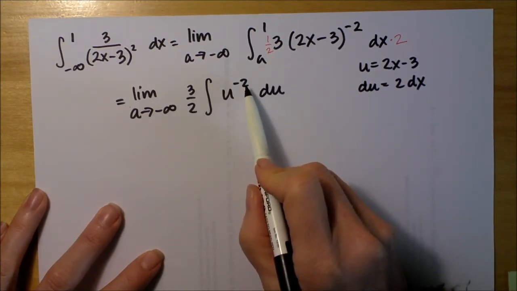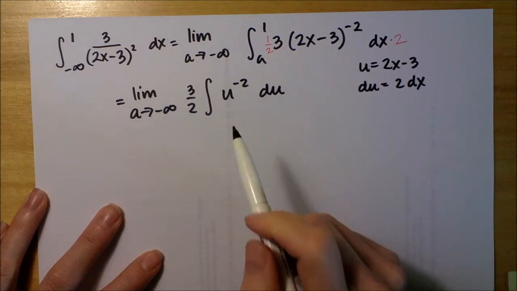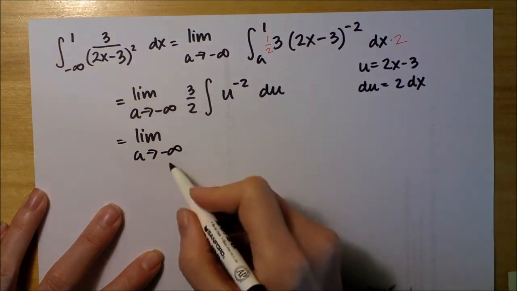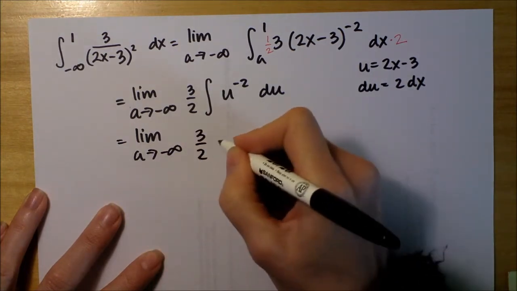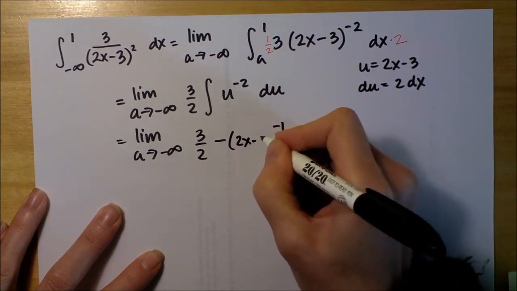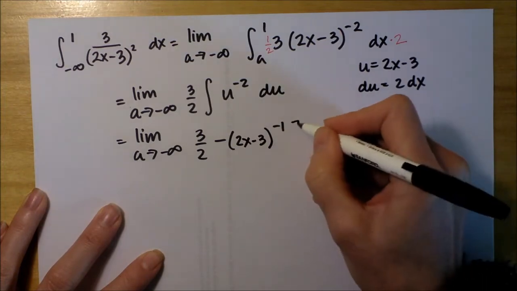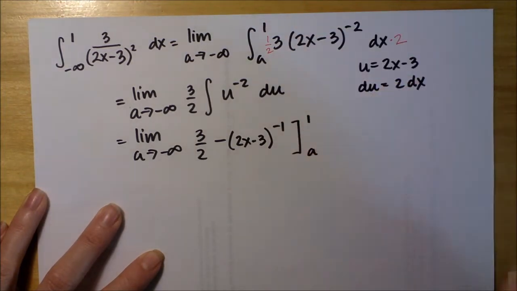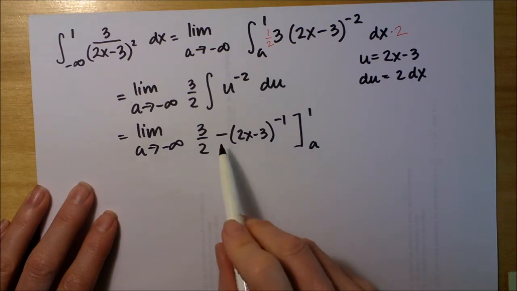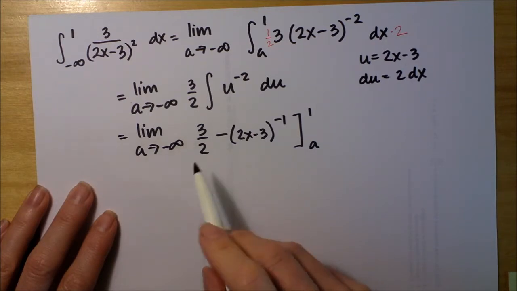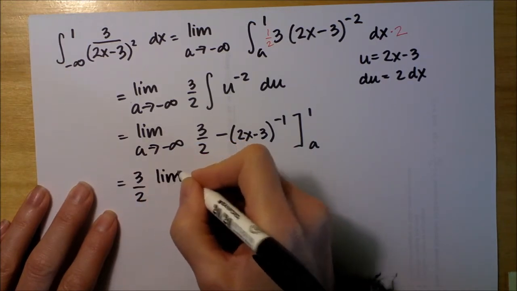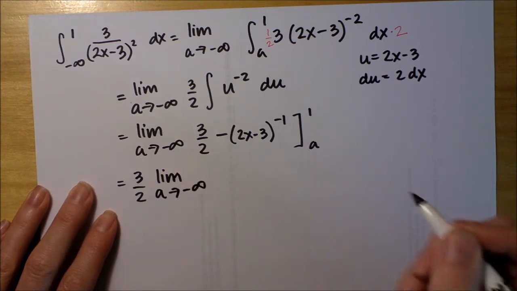So to integrate this, if we add 1 to the power, we get a -1. The reciprocal of that is also -1. So the limit as a gets big and negative of 3/2 times negative u to the negative 1. But u is 2x minus 3, so I'm sort of saving a step here. And that needs to be evaluated between a and 1. Okay? So I'm going to get the 3/2 out of the way. 3/2 times the limit as a goes out to the left.